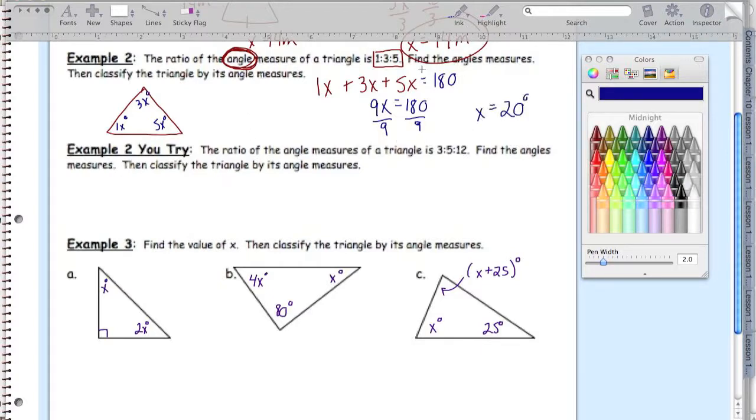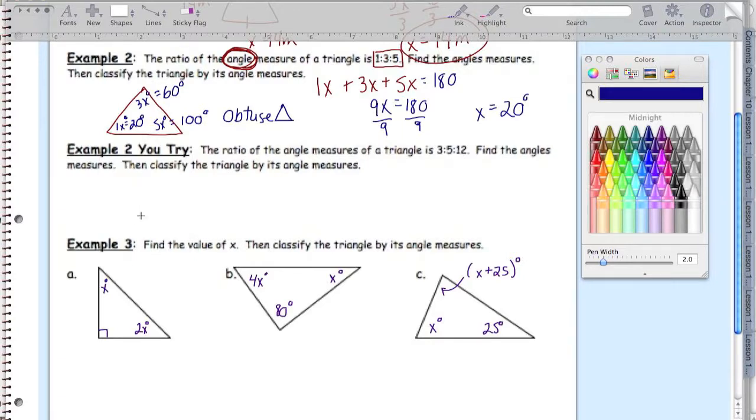But we want to find out here, find the angle measures, not just what x is. So I'm going to take this x and substitute it back in. 3 times x, 3 times 20, so this is 60 degrees. 5 times x, or 5 times 20, this is 100 degrees. 1 times x, or 1 times 20, is 20 degrees. We have one angle greater than 90 degrees, so this is an obtuse triangle, because it asks us to classify it by its angle measures, so that would be obtuse.